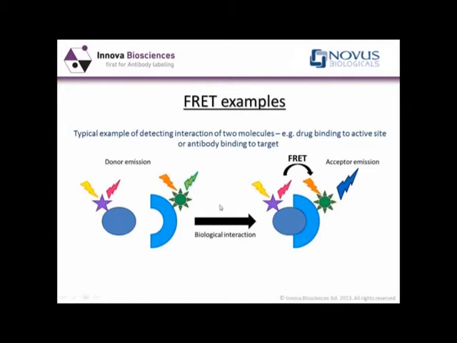If biological interaction takes place, i.e. this molecule binds to the active site, FRET will then occur and you will be able to measure acceptor emission. This could also be exactly the case if this is an antibody and this is the target. This is exactly the same sort of reaction that is going on. In this way, you can screen for drugs that may bind to particular sites on molecules as one example of a FRET experiment.